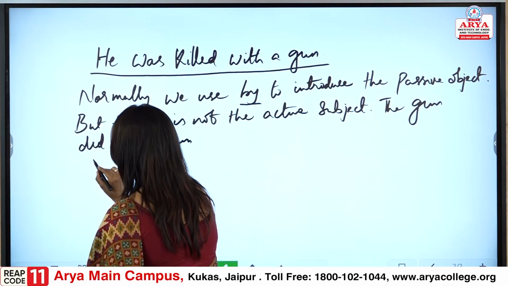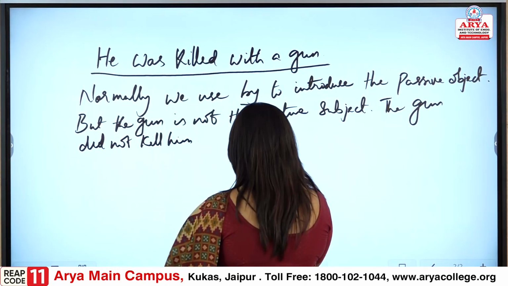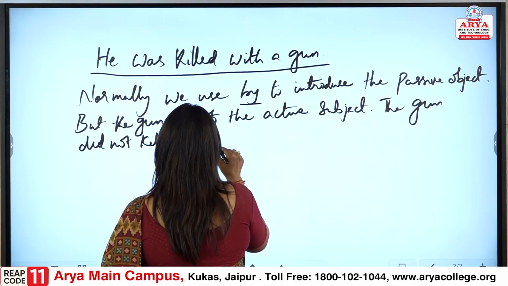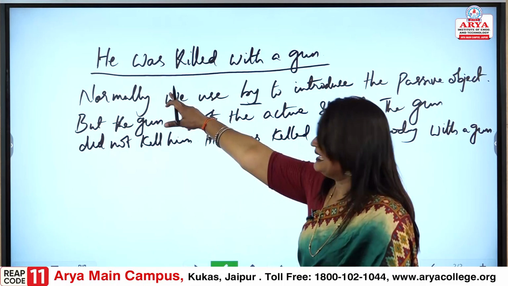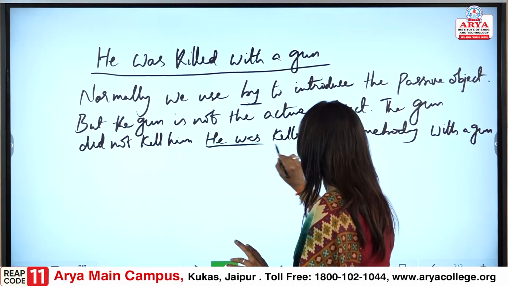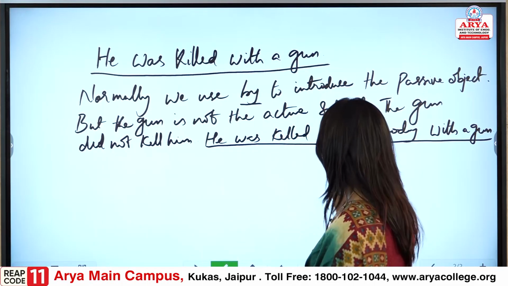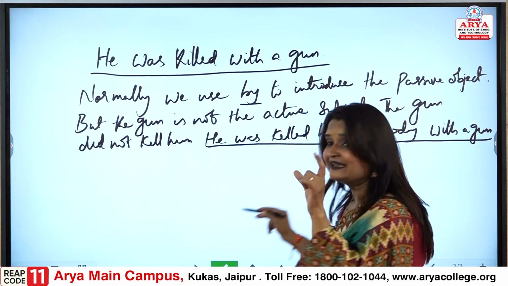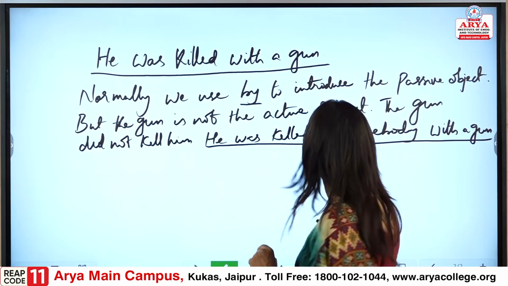Again, please remember: he was killed by somebody with a gun. Somebody had this gun and killed the person. So he was killed by somebody with a gun, because the gun did not kill him.